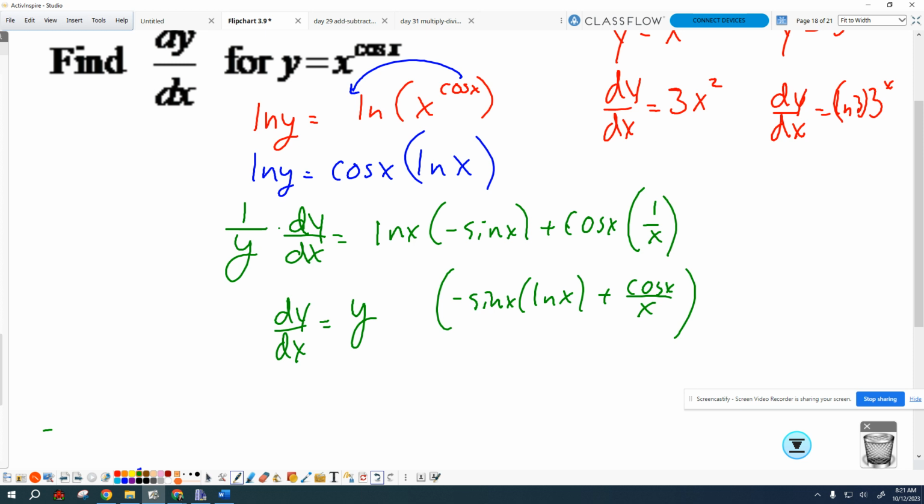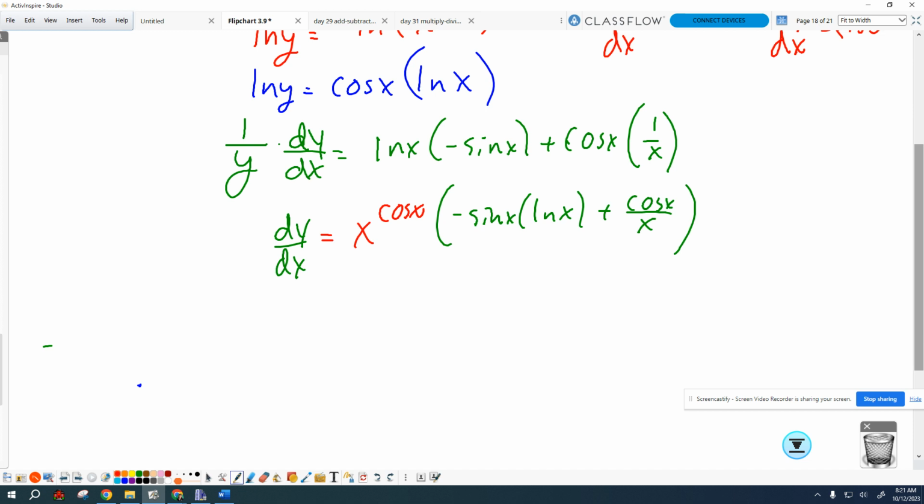Camden, I don't want y in it. What is y? X to cosine x. So in effort to not repeat too much writing, it doesn't clean up, that's it. It's just gross. It's so ugly. It's beautiful because it's math and it's in color. Pretty.